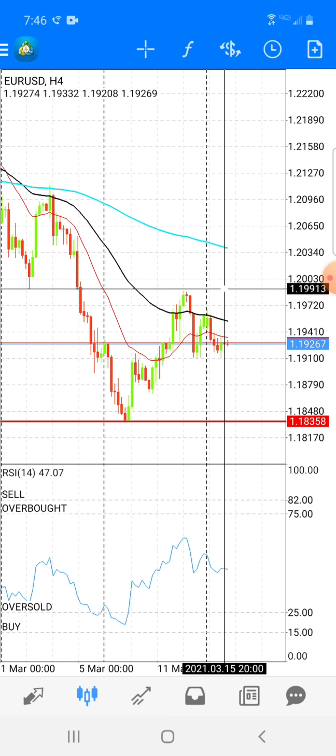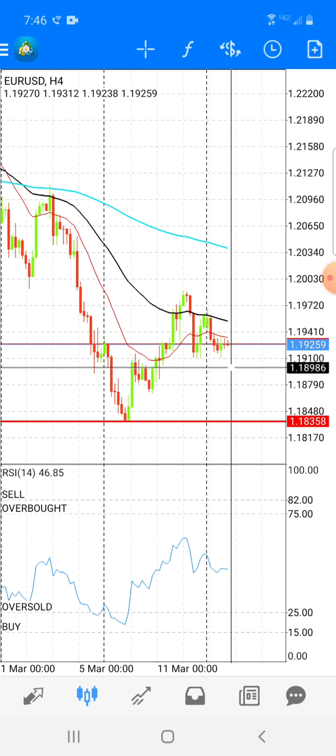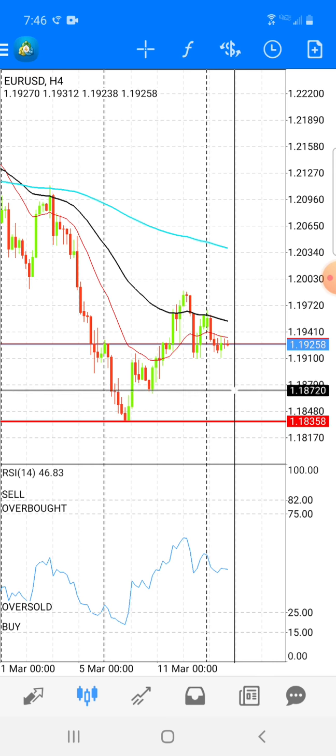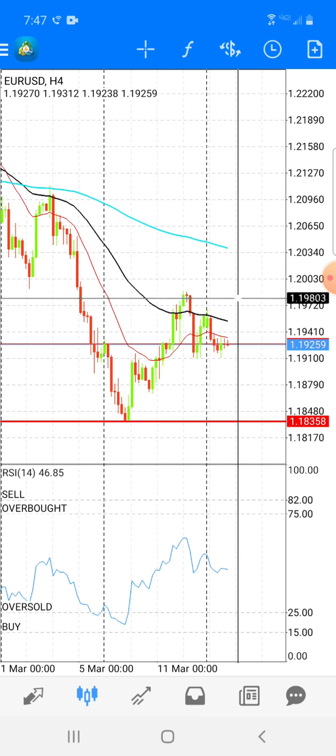We can potentially see this come up to the 200 EMA. So I think once you touch that 200 EMA, it's going to continue its downward trend and touch the 119 zone, potentially back to the 118 zone. But that's what I'm predicting on EUR/USD H4.